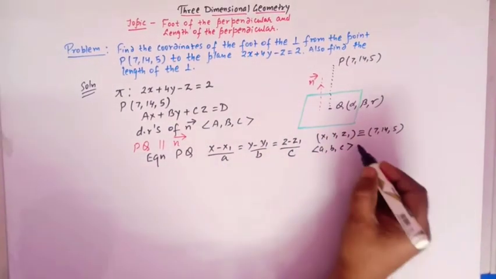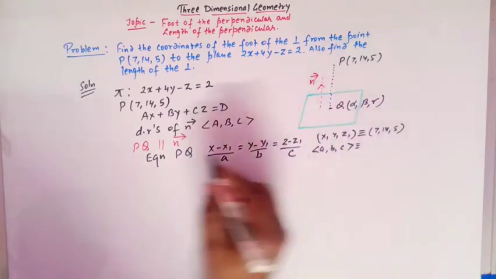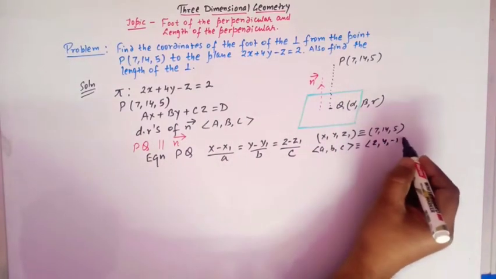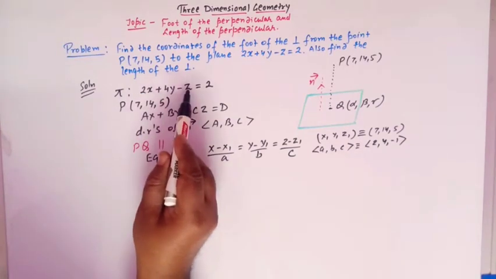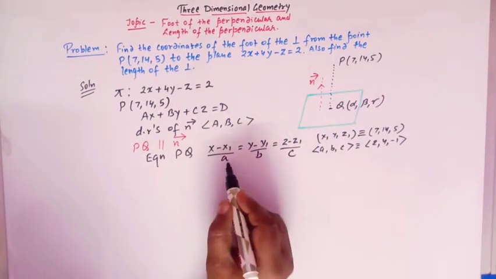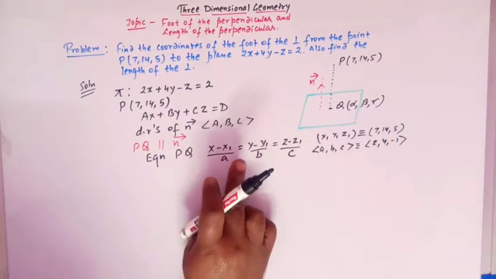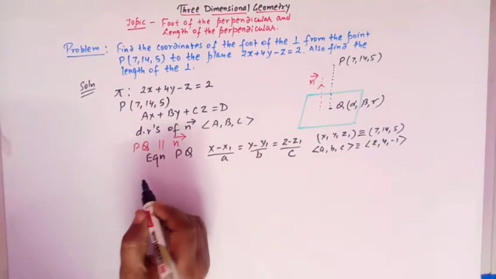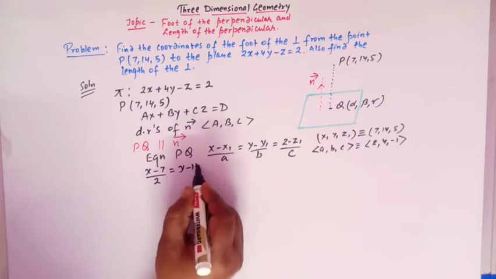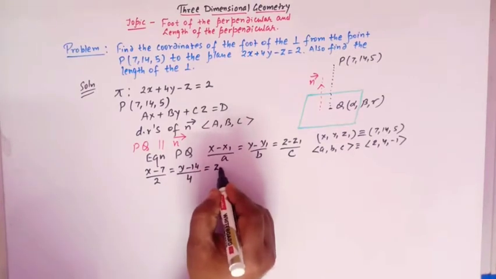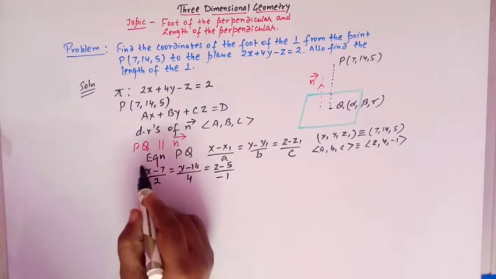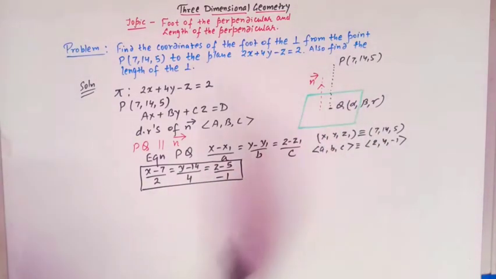lines are proportional. Hence we can take the direction ratios of the line as 2, 4 and -1. The coefficients of x, y and z are the direction ratios of the vector n. So now we can take these values and define the equation of the line PQ, which is given by (x - 7)/2 = (y - 14)/4 = (z - 5)/(-1). So this is the equation of the line PQ.